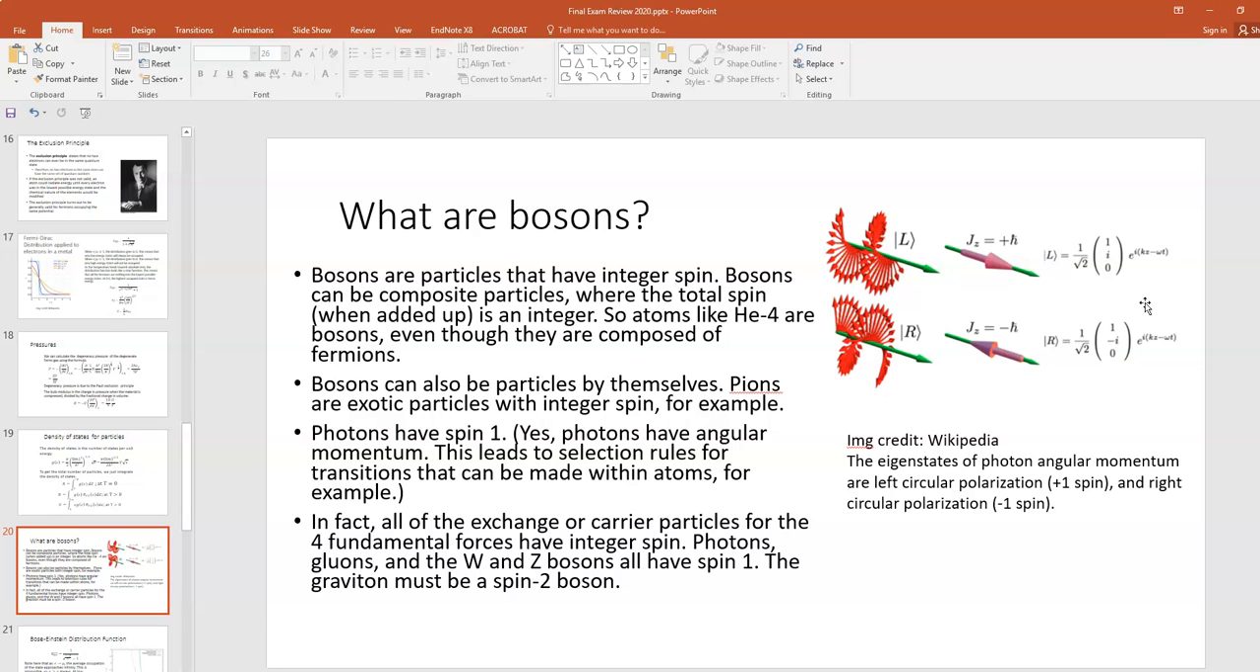And the graviton is the carrier particle for the gravitational force. All of those are integer spin particles, so they're all bosons. Now, it might be hard to understand, but photons, particles of light, are integer spin. So they have a spin 1.